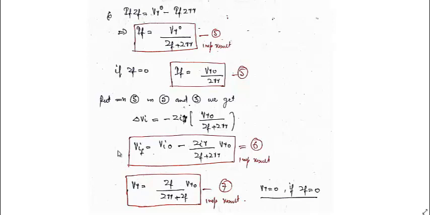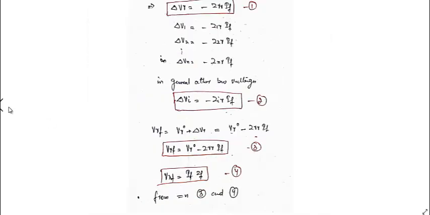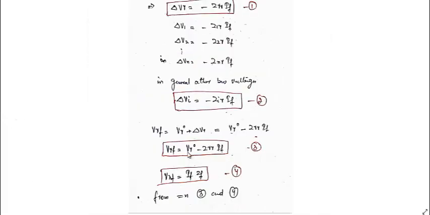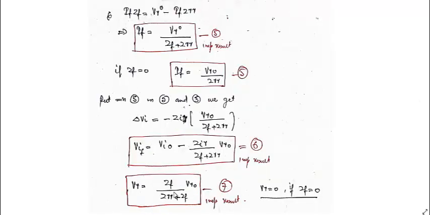Now VRF is equal to VR naught minus ZRR IF. So it will be equal to VR naught minus ZRR into IF, is equal to VR naught minus ZRR into VR naught divided by ZRR plus ZF. When we multiply, it will be ZRR plus ZF minus ZRR whole multiplied by VR0 divided by ZRR plus ZF. ZRR and ZRR will cancel out. It will be only ZF. So ZF divided by ZRR plus ZF into VR0.